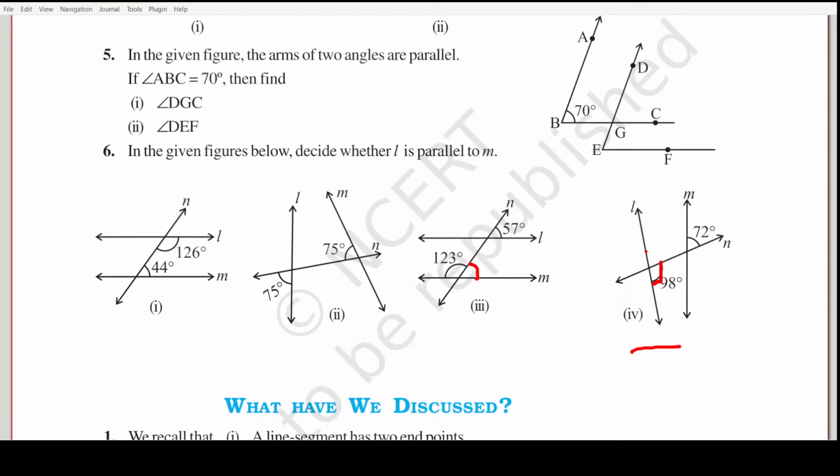Just check if it is that one. 82. Is it making it parallel? It is not, no? See, this is very easy. What is this one? 180 minus 72. What is that?